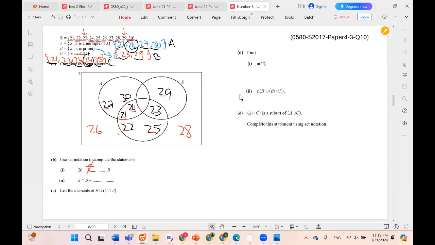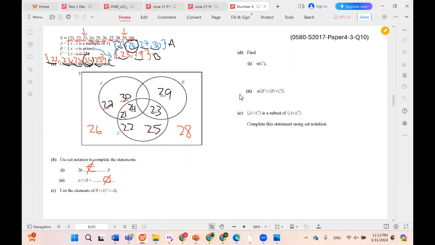In part B, we have A intersects B. We can tell from the Venn diagram that A and B do not have any common numbers. So the answer here would be phi. They do not intersect anywhere. There is no common element between them.